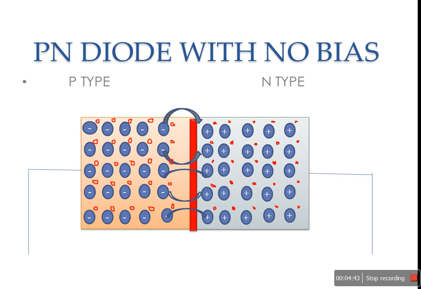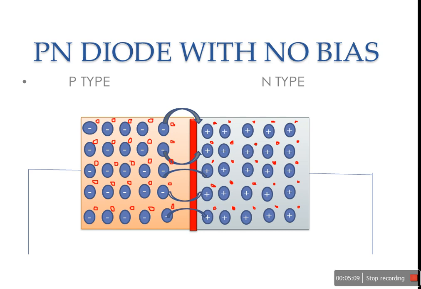So during this movement of carriers, holes and electrons present near the junction are recombined with each other and disappear. So due to this, the region empty of holes and electrons will form on either side of the junction. It is called the depletion region, transition region, or space charge region.